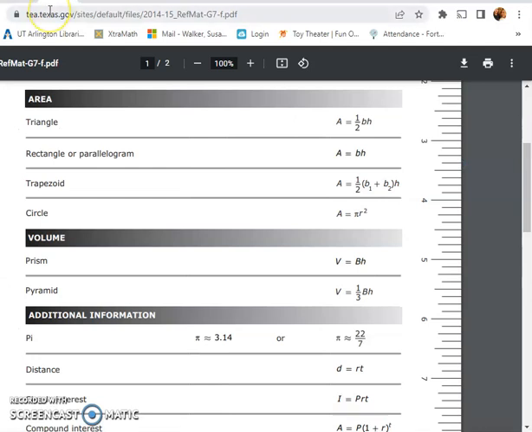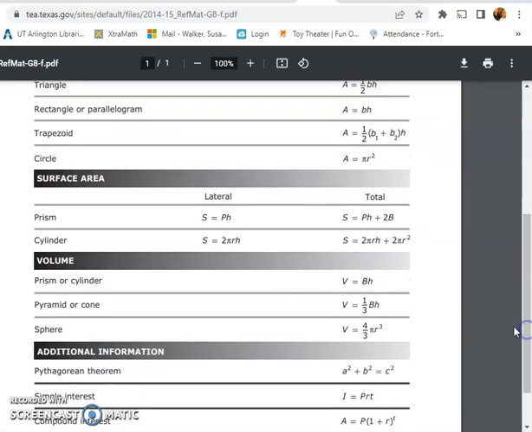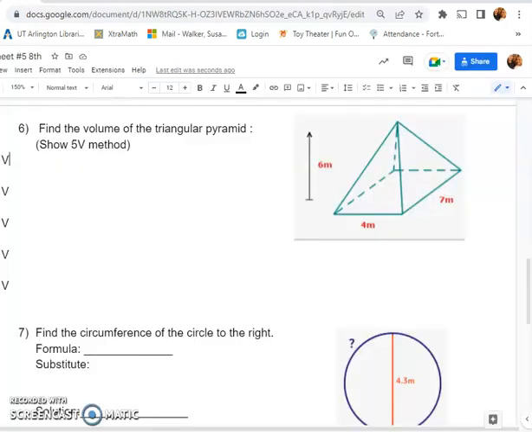Let's see. Let's find the right formula chart. Is that it? That's it. There we go. So, pyramid or cone, they have the same 1/3 big B H. 1/3 big B H. Remember, big B means area of the base. Okay? So for our method here, we do 1/3 big B H, where big B means area of the base.